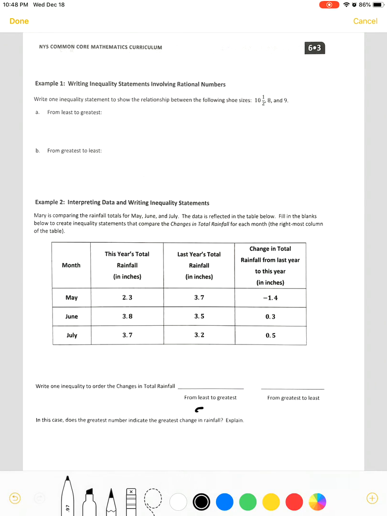All right, here we go. Let's try this. Okay, the next one, it says, writing inequality statements involving rational numbers. Write one inequality statement to show the relationship between the following shoe sizes, 10.5, 8, and 9, from least to greatest. All right, so this should be pretty easy.